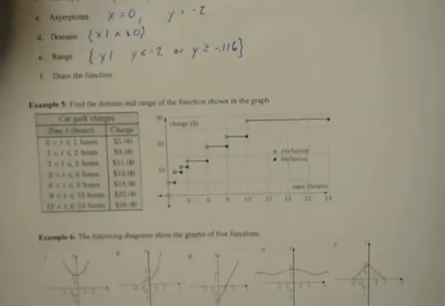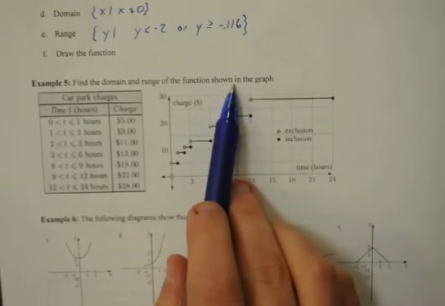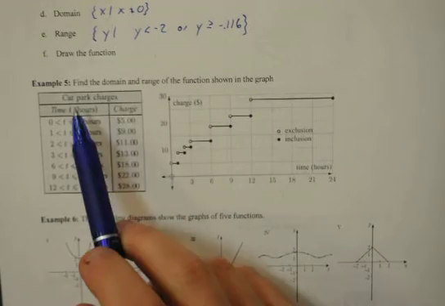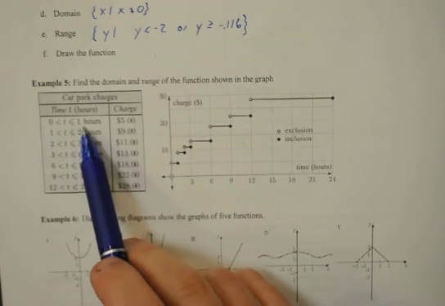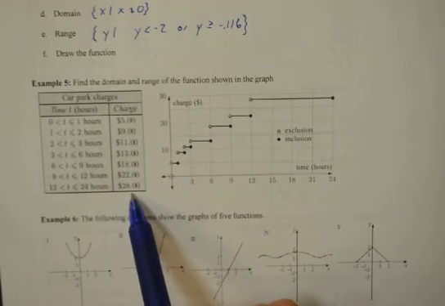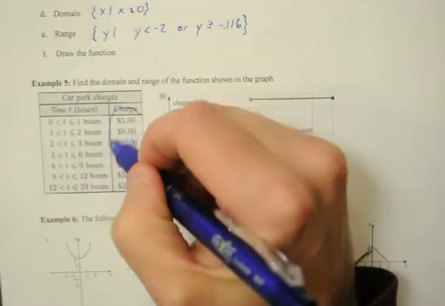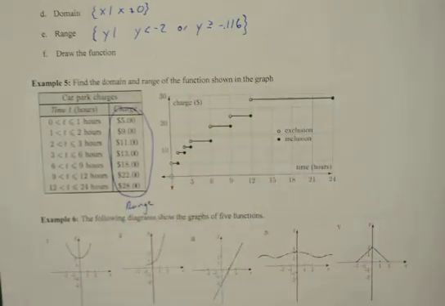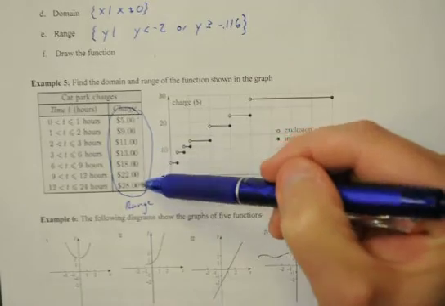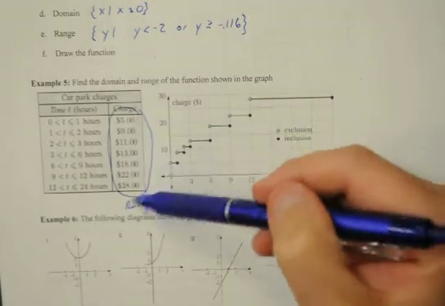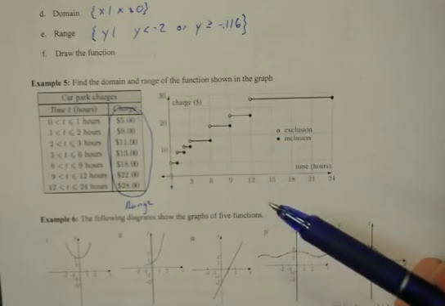Okay, next. Find the domain and range of the function shown in the graph. So this is car parking charges, and you get charged by the hour. I'm just going to do it informally. This is your range right here, the values that you could possibly pay. You put in hours, it gives you out something that you have to pay.